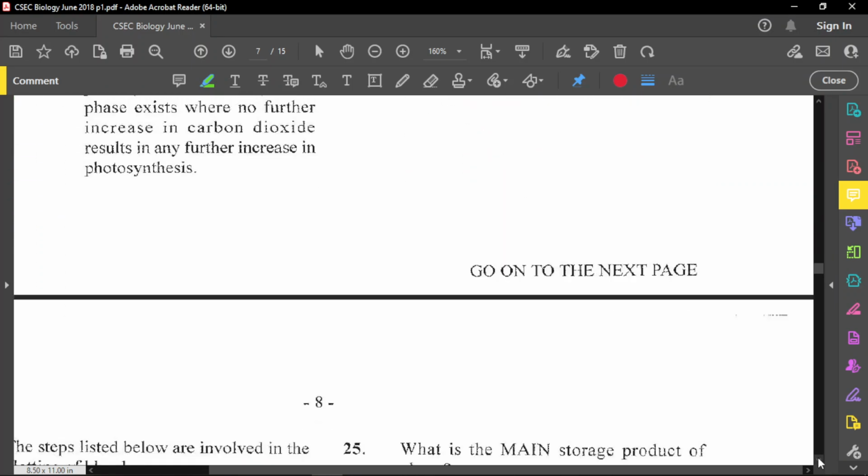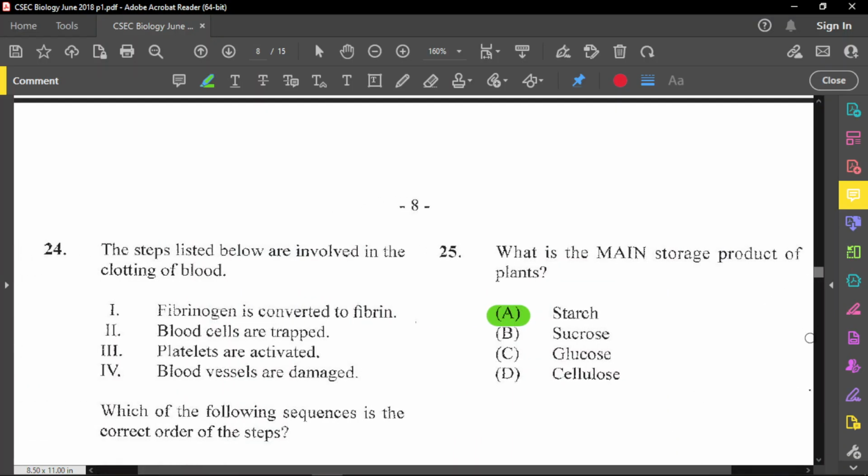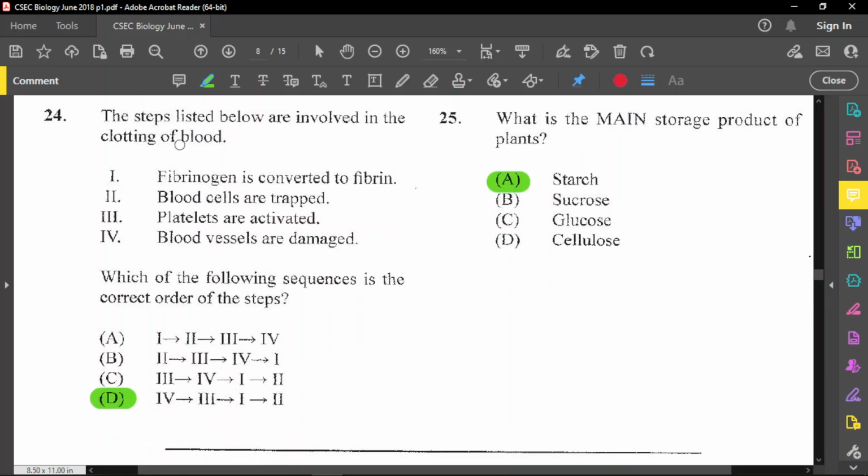Again, I'm saying I'm not going to waste too much time with especially the questions that we know are definite repeat questions. And so question number 24 now, it said that the steps listed below are involved in the clotting of blood. And it said, which of the following sequences is the correct order of the steps? And I just want to point out that the last thing that happens in blood clotting is that fibrinogen is converted to fibrin. And I just want to note that all the substances that are involved in blood clotting, they are proteins. All right, I also have a blood clotting lesson, so you can check that out. And so fibrin is the last thing that is produced.